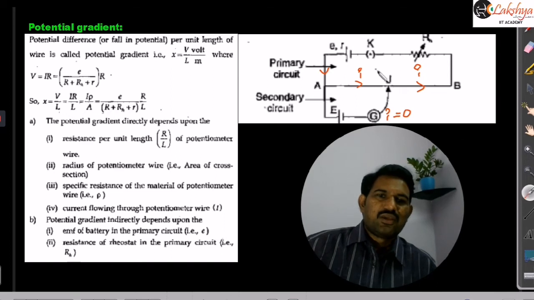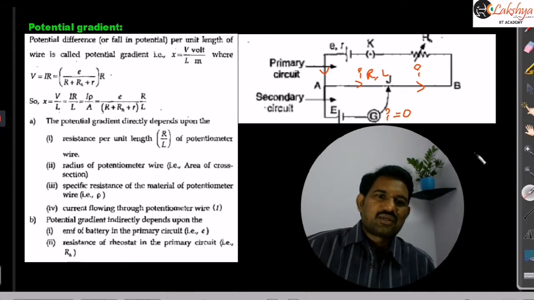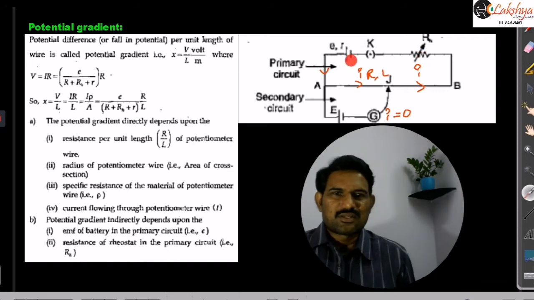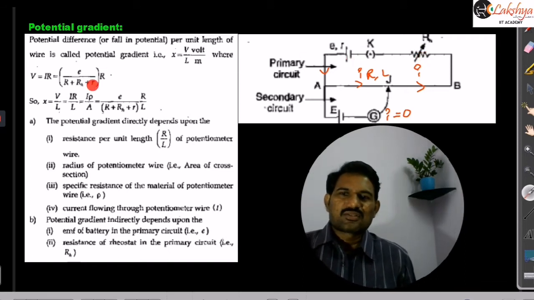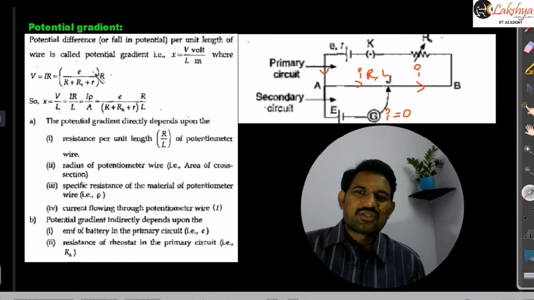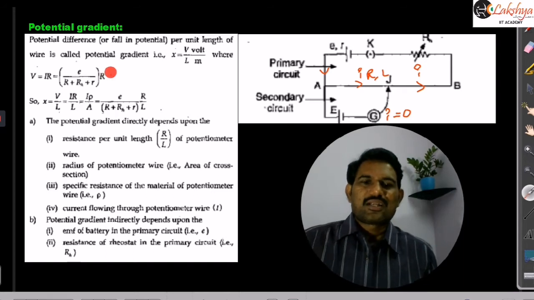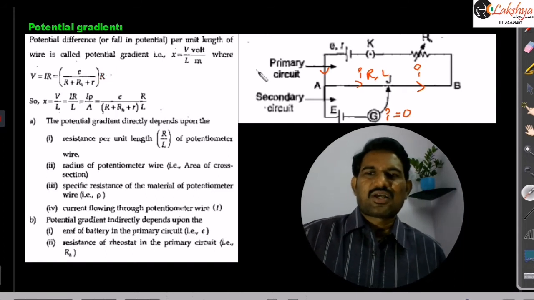The current flowing in this primary circuit we can write as total EMF by total resistance. So E by total resistance, where R is the resistance of this wire, the total resistance of AB, and L is its length. So this is E by R plus R_H, the series resistance or rheostat resistance, and E has a small internal resistance r. So this is the total current expression. Current I into R we can write here, the IR formula.